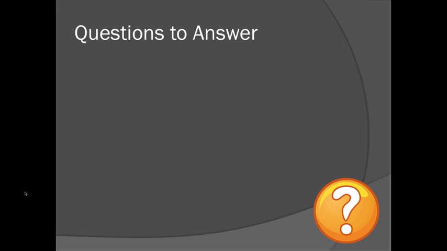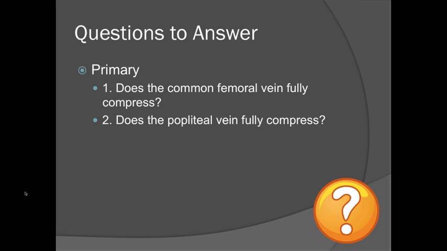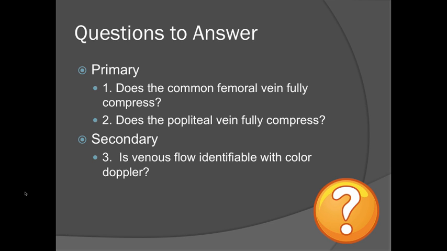So there are some questions that we need to answer when we're using the ultrasound probe to detect the presence of a deep venous thrombosis. The first one is, does the common femoral vein fully compress when we push down with the probe? And secondly, does the popliteal vein fully compress when we push down with the probe? And secondarily, you can also use colored Doppler to evaluate the deep venous system as well. And so the main thing you're going to be asking is, is venous flow actually identifiable with the colored Doppler?